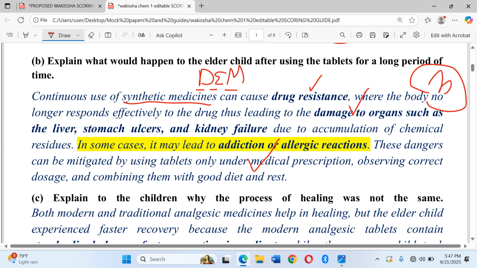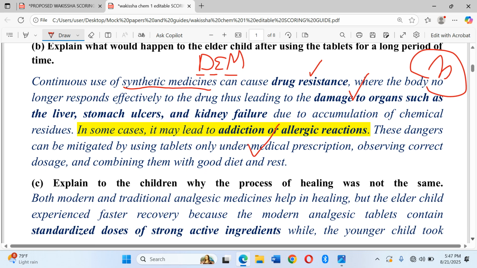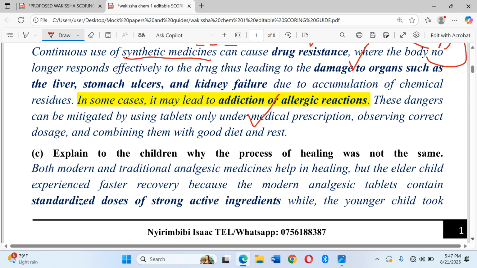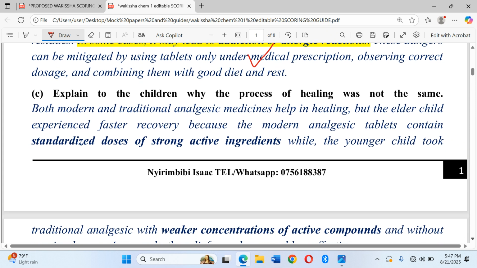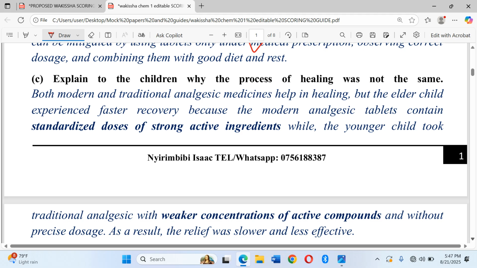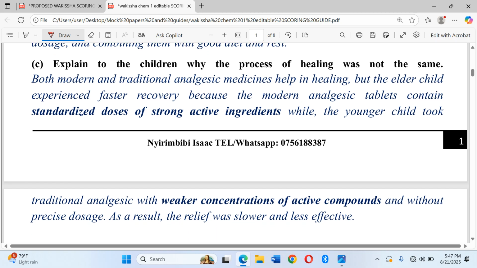And in my evaluation here, I've given a similarity and a difference. Let's have a look. So when I'm explaining, I say that both modern and traditional analgesic medicine help in healing. Isn't that a similarity? They are also helping healing the pain. Maybe we can even put, or relieving the what? The pain. You will put it there. Relieving the pain.